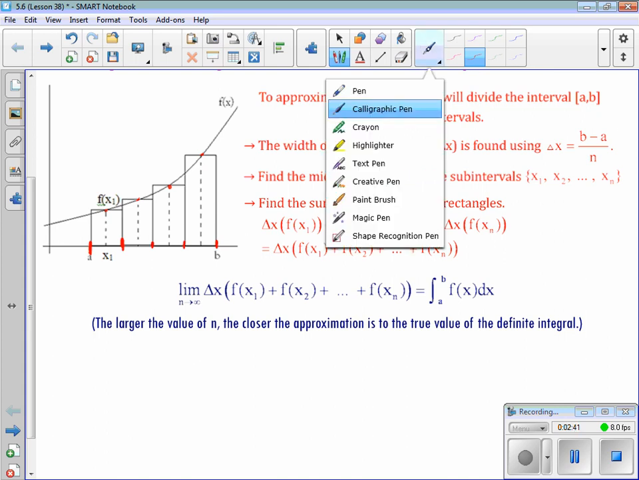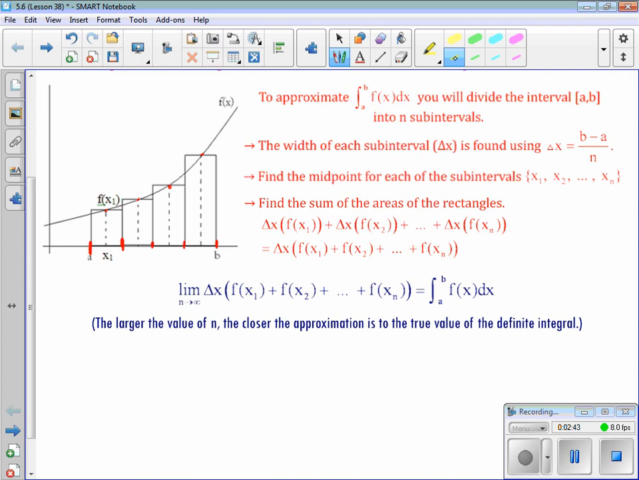Okay, here's the width. You might want to highlight this. Some people find it easier to use the formula. Okay, so your change in x, you just do your b minus a and divide it by how many rectangles you're doing. Okay, and then what you're going to do with those, you're going to find the midpoint for each of the subintervals.